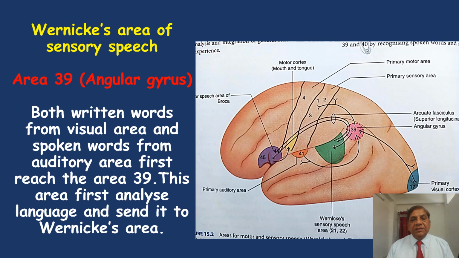When we come to the Wernicke sensory speech area 39 here, again in the parietal lobe, the angular gyrus as it is called, we will see that this area is helpful for the analysis of written words, for which the input comes from the visual cortex, area 17, when a person is reading a book or seeing the screen. Similarly, when he is listening to someone or to a lecture, this input comes from area 41, the auditory area, to area 39. So area 39 is the first to receive these two language inputs, whether written or spoken, and they are first analyzed here.